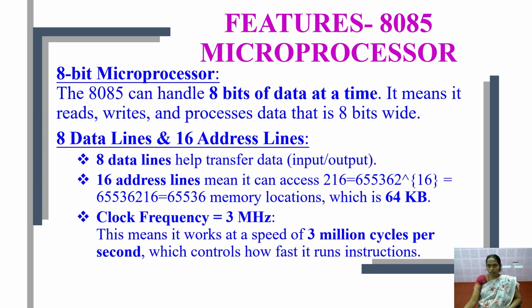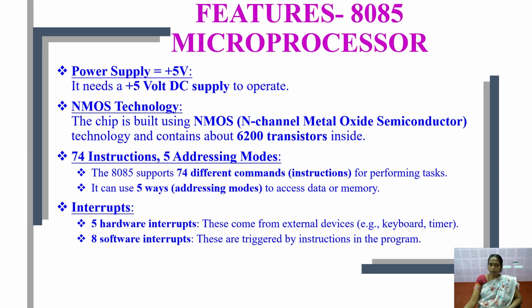Next is clock frequency. The clock frequency is 3 megahertz, which means a speed of 3 million cycles per second, to control the speed and run the instructions. The power supply is a +5 volt DC supply to operate.